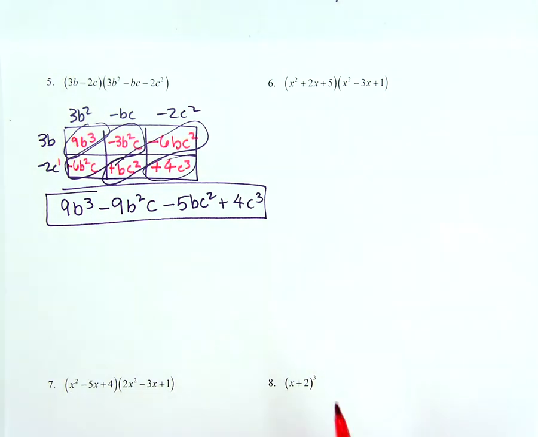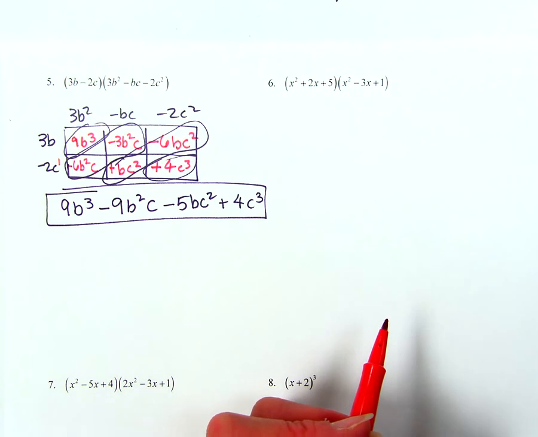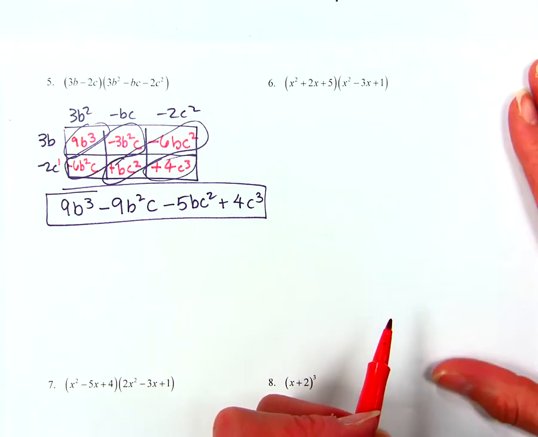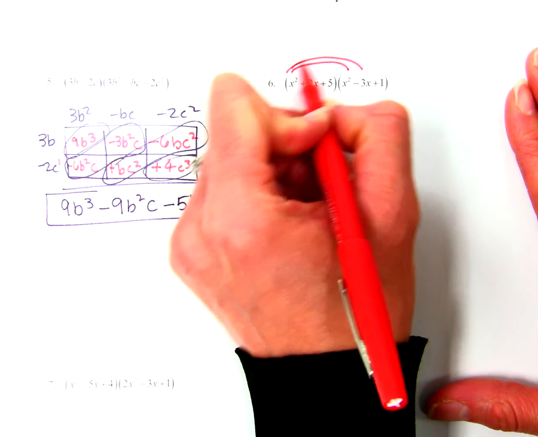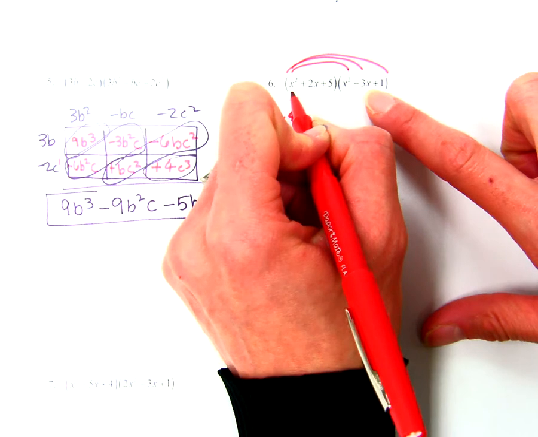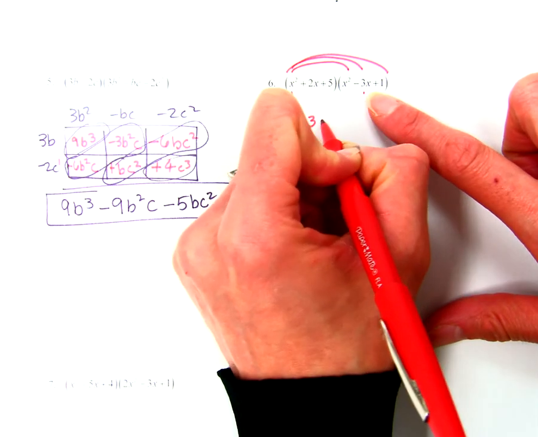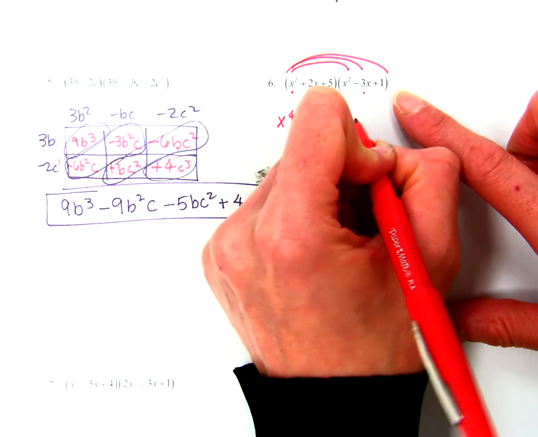All right, over here, let's not do the box method. We'll just distribute. Now you have to make sure you keep track of everything that's in order. Okay, so I'm going to distribute here the x squared to everything. So x squared times x squared is x to the fourth. x squared times negative 3x is negative 3x cubed, and x squared times 1 is 1x squared.